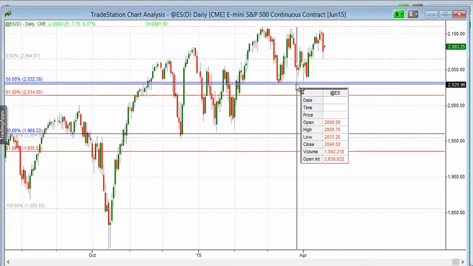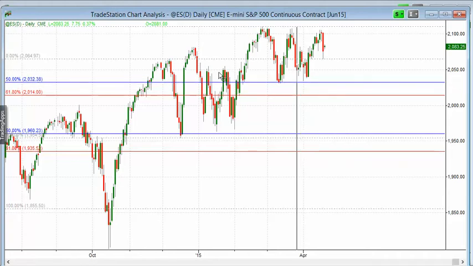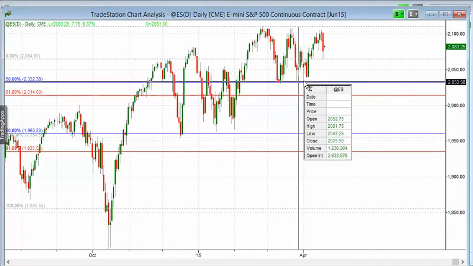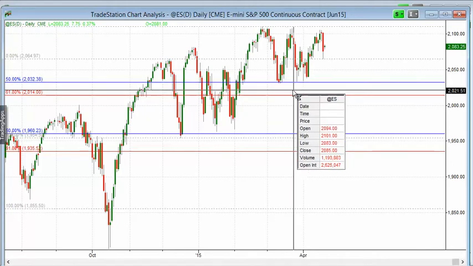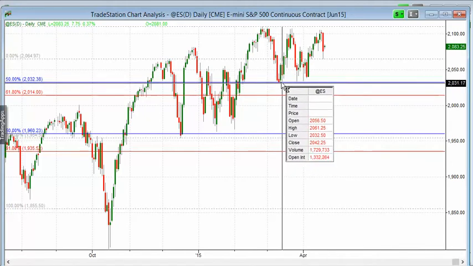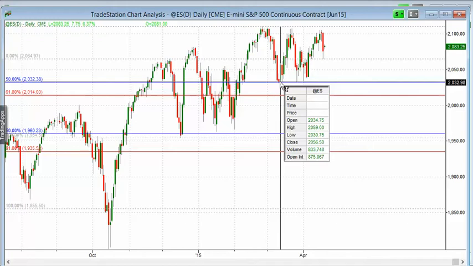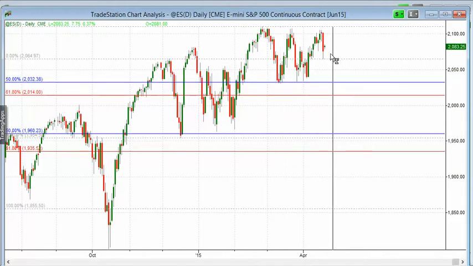The low here is 2033.25, 2032, so it's one full point. You might consider this retested. However, the actual entry was before. It was here in March. So this market is still moving laterally on top of support here.